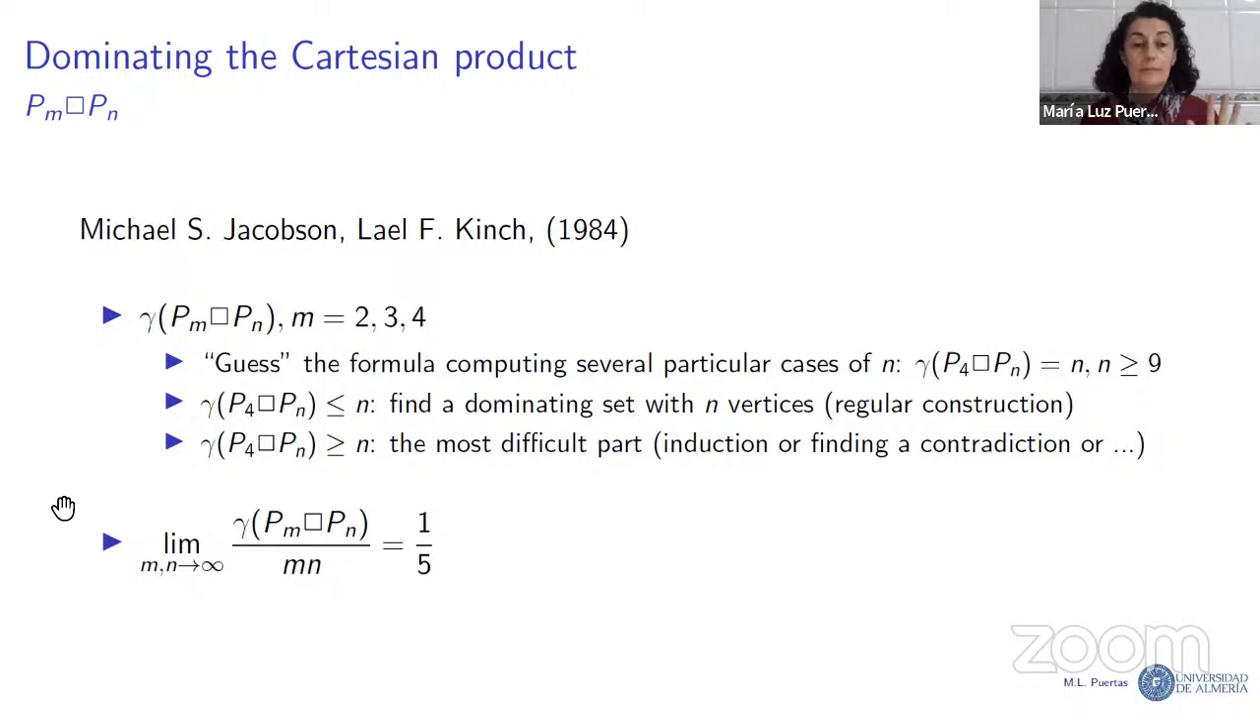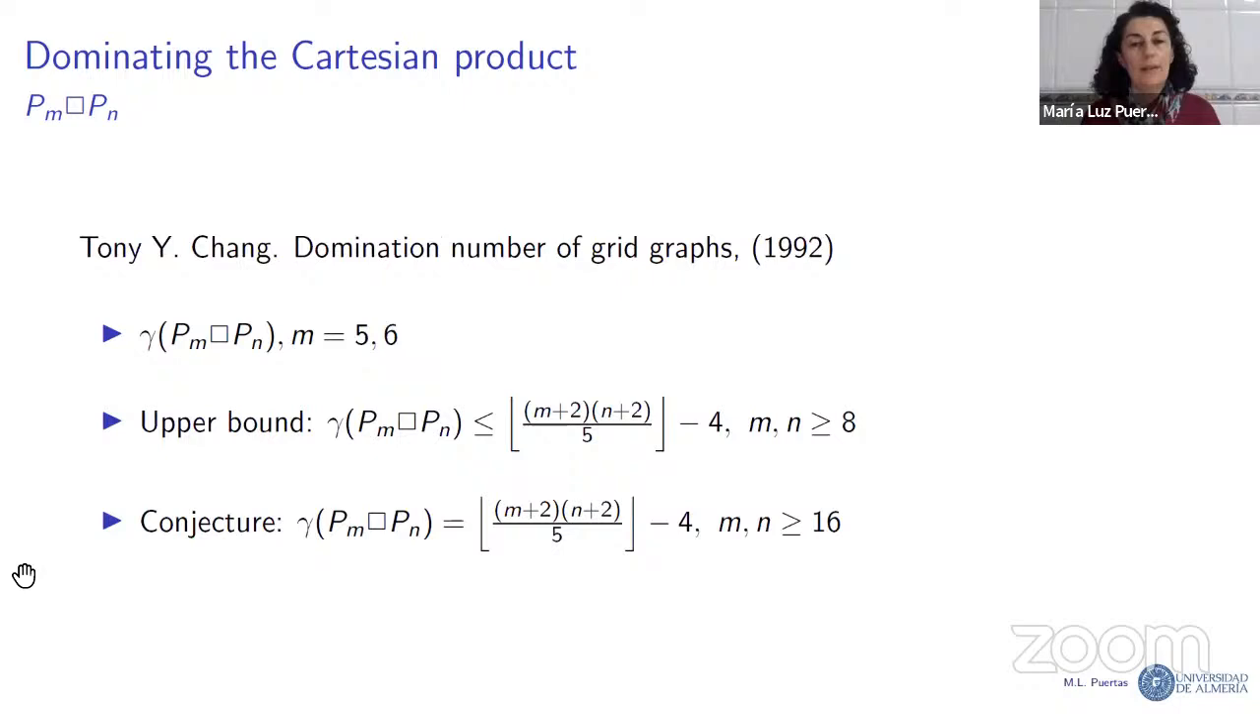Now, of course, there are more papers computing special cases or some particular cases, but let's move to this thesis from 1992, where the author, Chang, obtained the formula of the domination number of the grid for cases 5 and 6. And he also provides this general upper bound, for both factors with at least 8 vertices.